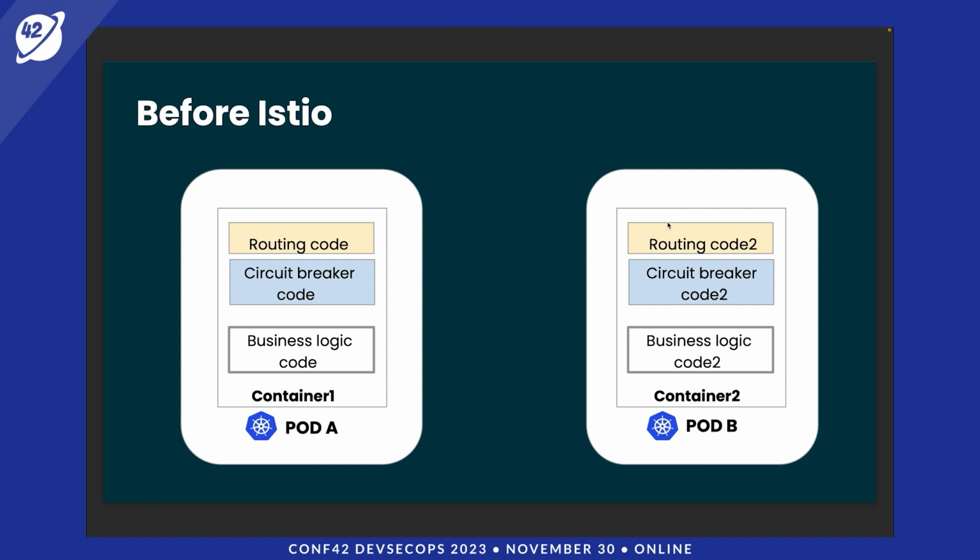So this is how your pod looks before we have Istio. You have two pods basically, or maybe one pod. Inside one pod you have your application logic, and then you have infrastructure logic like routing and circuit breaker code that will be deployed along with your business logic, or that is part of your application. And the same goes with the container too. And these network policies are part of your business logic without Istio.